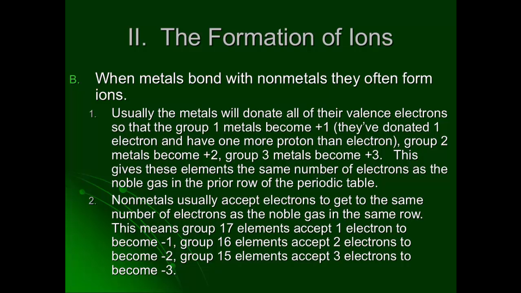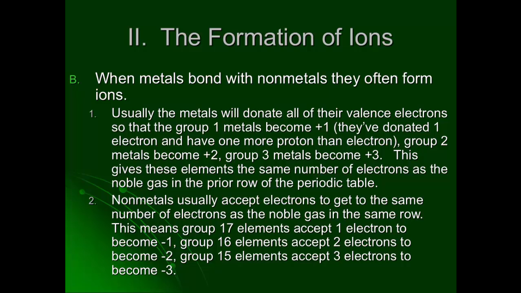When metals bond to nonmetals, they often form ions. The metal will form a cation, which means it will be positively charged. It will give away its electrons. And the nonmetal will form an anion, which means it will be negatively charged. It will take those electrons and end up with this excess of negative. The metals donate because they have very few valence electrons. And ideally, all the elements want to have the same number of electrons as a noble gas, because noble gases are our most stable way of having electrons.